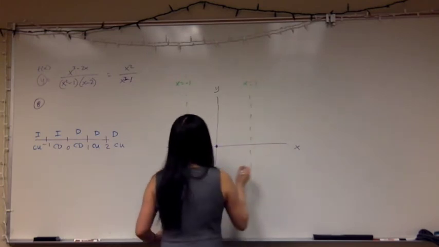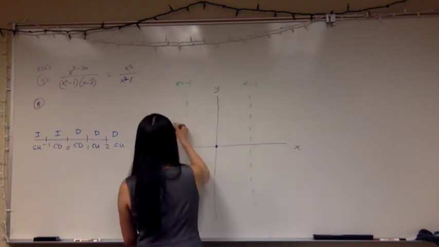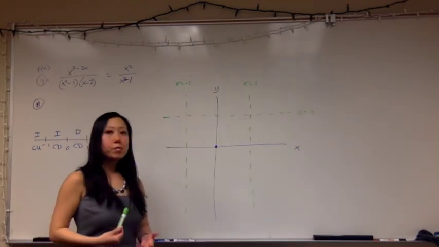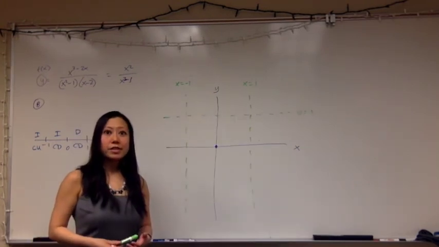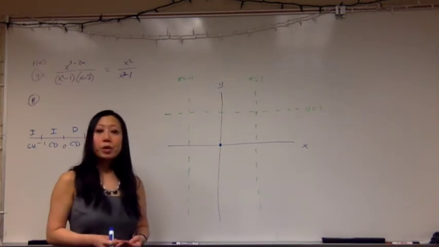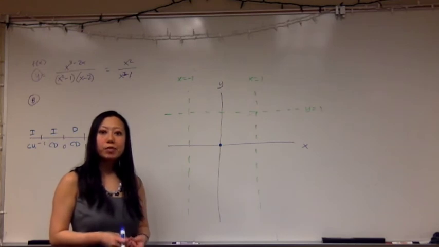And then we also have the horizontal asymptote y equals 1. From step 4, I also found limits, right? So those limits will help me now to draw my graph. We found that as x approaches -1 from the left, the limit is positive infinity.